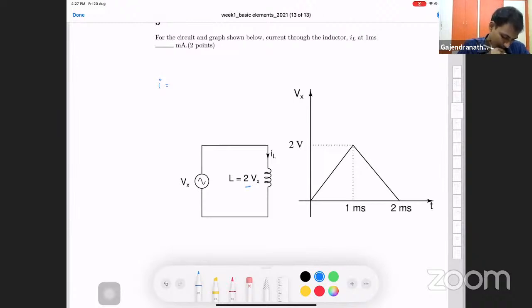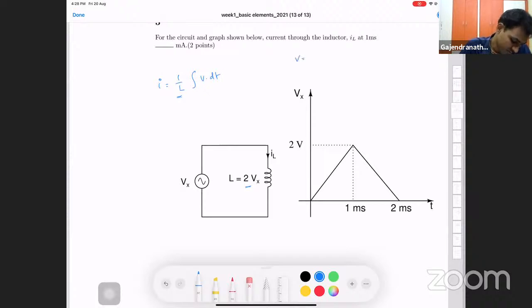And now the voltage across the inductor is given. So 1 by L integral v dt. This is the relationship we learned for current and voltage. But for this question, the value of inductance is also a function of time, so you cannot simply use this straight relationship to solve it. Let's look at it another way.